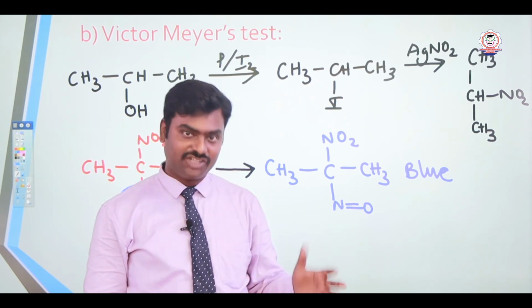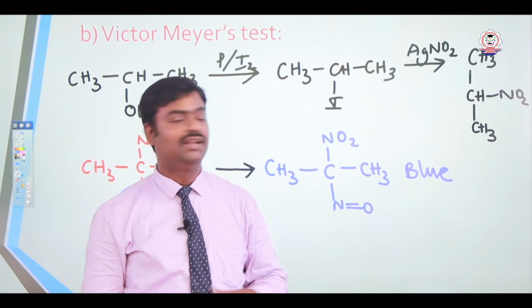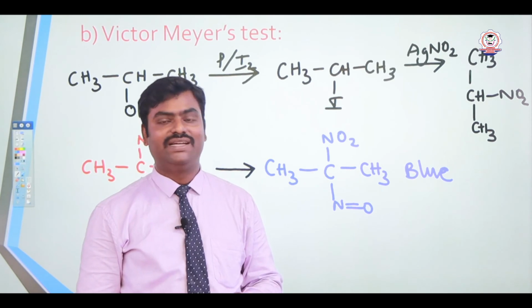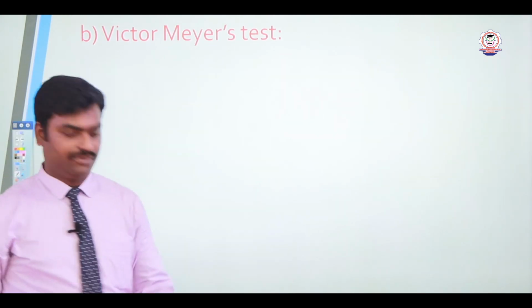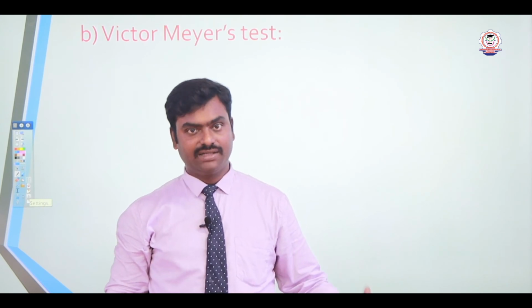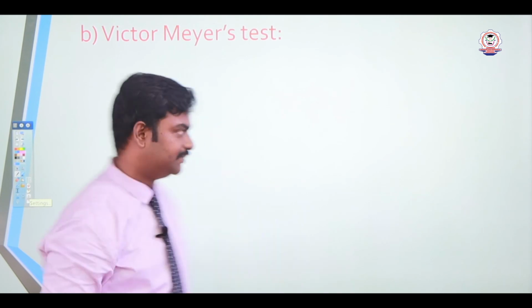So if it is a tertiary alcohol, you will be getting no color. If it is a secondary alcohol, we are getting a blue color. So now we are going to see about a tertiary. As I said earlier, for the primary system, we are getting red color. For the secondary system, blue color. Next one, your tertiary system.